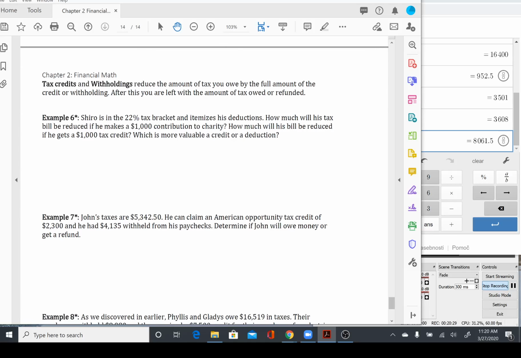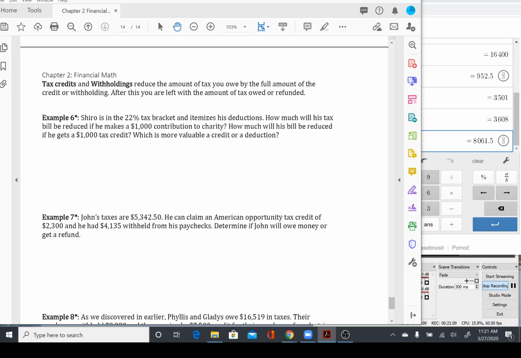Okay, now after someone has determined how much tax they owe, they also get this last little bit of help with their taxes, and that is that they can reduce that bill by having credits applied and withholdings subtracted. Both credits and withholdings will reduce the amount of tax you owe by the full amount of the credit or the withholding. After this, you are left with the amount of tax you owe or what you will be refunded.